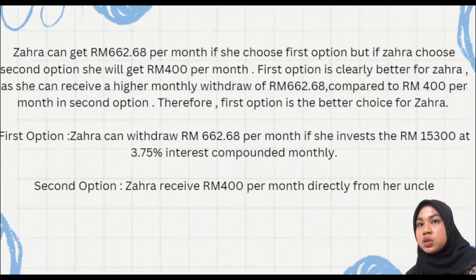But if Zahra chooses the second option, she will get 400 ringgit per month. First option is clearly better for Zahra, as she can receive a higher monthly withdrawal of 662.68 ringgit compared to 400 per month in the second option. Therefore, the first option is the better choice for Zahra. First option, Zahra can withdraw 662.68 ringgit per month if she invests the 15,300 ringgit at 3.75% interest compounded monthly. Second option, Zahra receives 400 ringgit per month directly from her uncle.